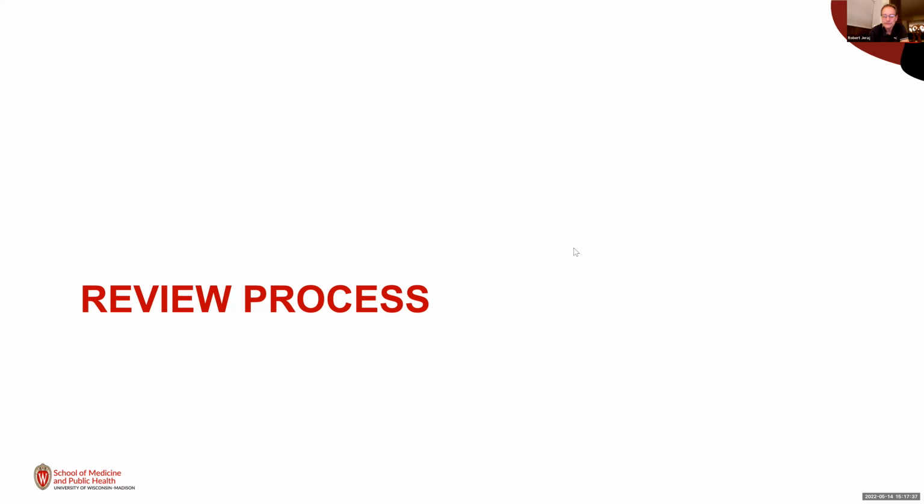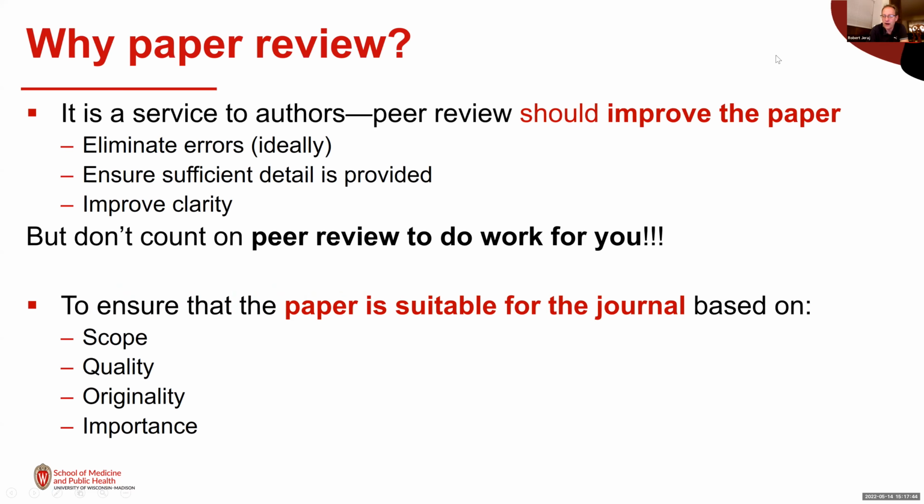Okay, let's move on. Review process. So the next step, when you submit a paper, it gets into review. So what does happen then? The review is really a service to authors. And the main goal of the peer review is improving the paper. So during the peer review, the errors should be eliminated, sufficient detail should be provided on why certain decisions have been made, and the clarity of the work should be improved.